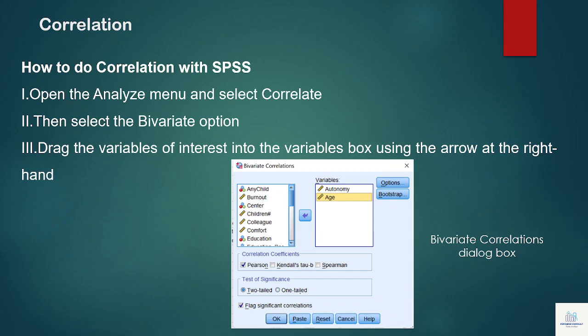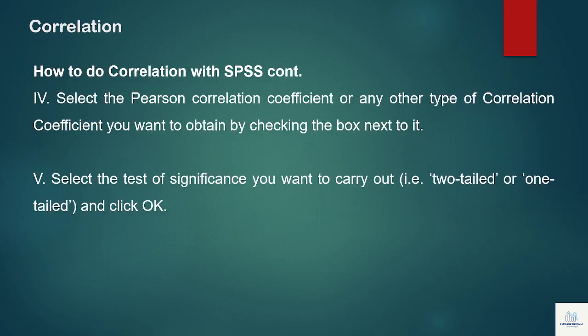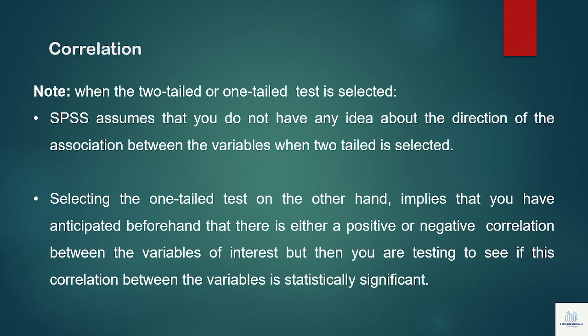So what we just did is correlation and the interpretation. How do you do correlation? Okay, we just did that now. A point to note, I've mentioned that too, but let me just read it out again. When a two-tailed or one-tailed test is selected, SPSS assumes that you do not have any idea about the direction of the association between the variables when two-tail is selected.